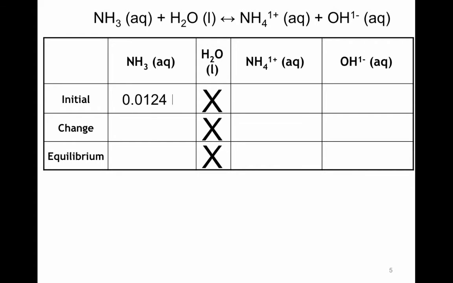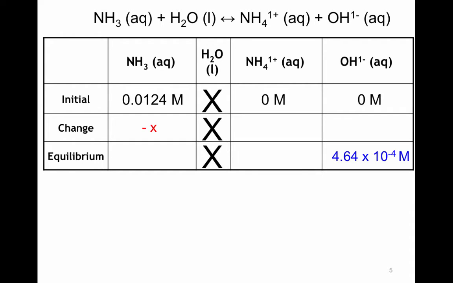I go back and I write down what I was given from the information in the problem. My initial concentration of ammonia was 0.0124 molar. But it also told me that at equilibrium, the concentration of hydroxide was 4.64 times 10 to the negative 4 molar. My starting concentrations of ammonium and hydroxide were 0 molar because it didn't give me any other information about that, so I'm assuming it was 0.